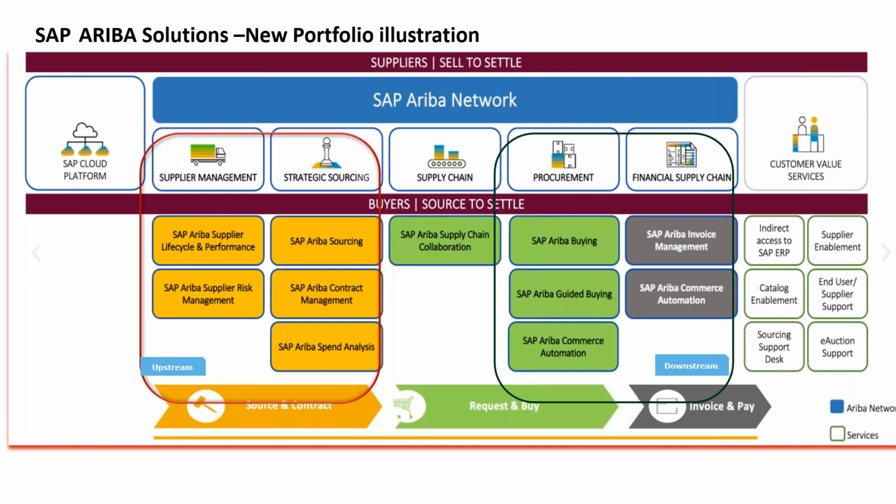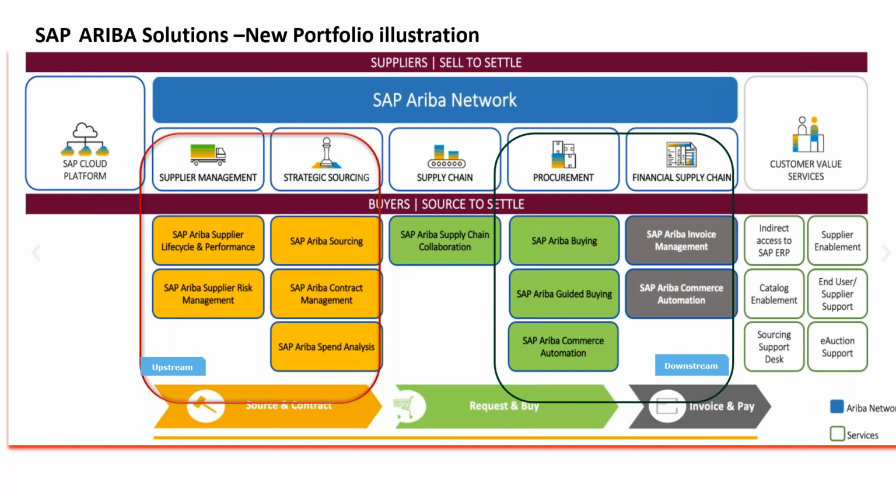In the upstream there are two basic things: supplier management and strategic sourcing. I just marked it as upstream. In supplier management we get two varieties. One is SAP Ariba Supplier Lifecycle and Performance, which we call the SLP module, and another is supplier risk management. I will explain these slowly. And in Ariba strategic sourcing, we see Ariba Sourcing, Ariba Contract Management, and Ariba Spend Analysis.